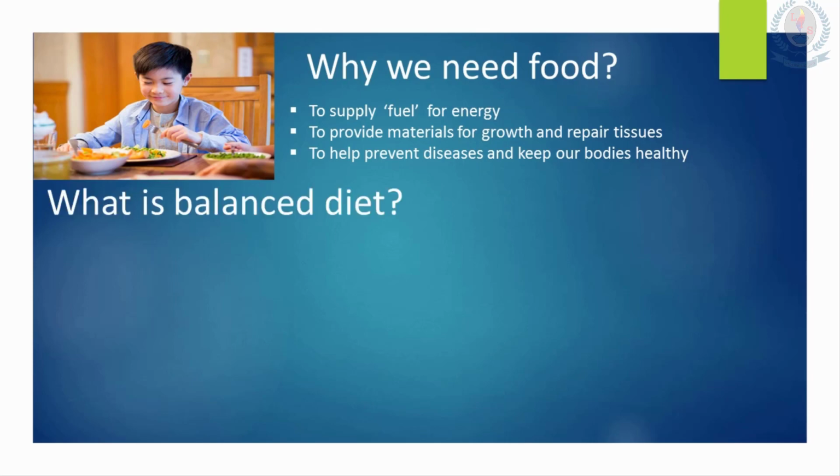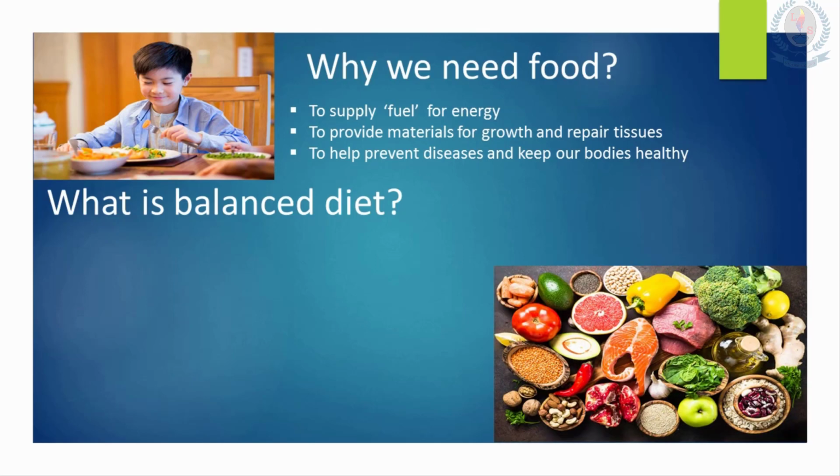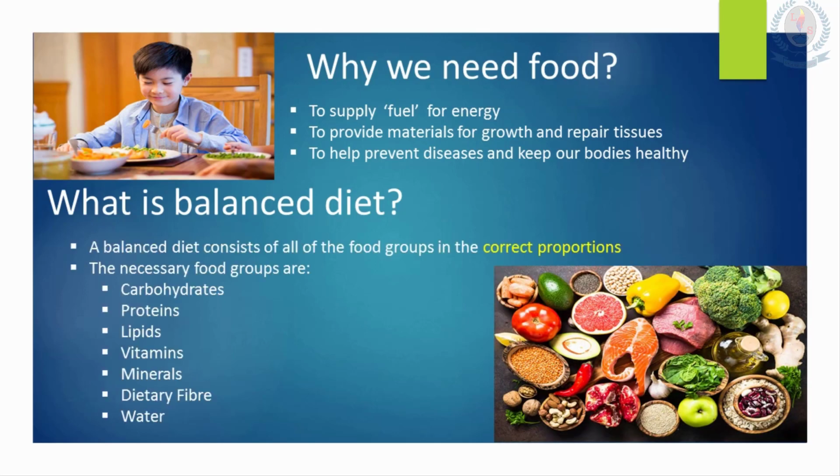And let's see what a balanced diet is then. A balanced diet means a diet which consists of all the food groups in the correct proportions. The necessary food groups are carbohydrates, proteins, lipids, vitamins, minerals, dietary fibers and also water.